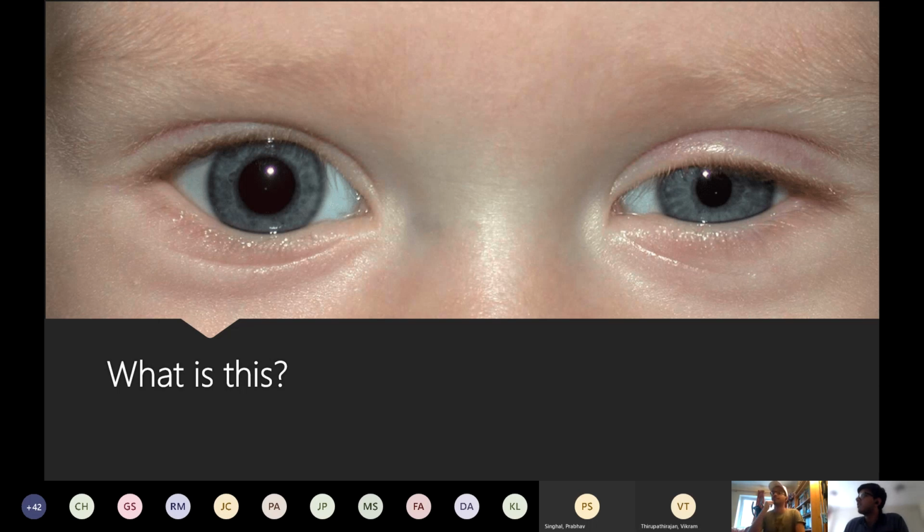Yeah. Fine. So can someone tell me what they see here? Do not give me the medical name for it. I want to know what you see. See. You're way too entertained by this.